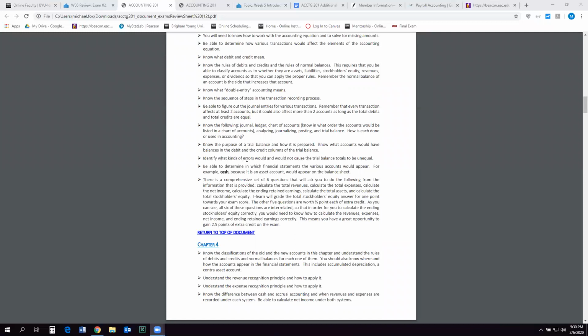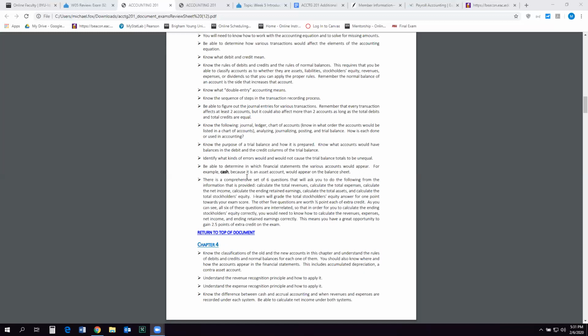Identify what kinds of errors would or would not cause the trial balance totals to be unequal. That's a little confusing. Just recognize that anytime we make an error where we still have a debit and a credit in the entry, then our trial balance will still balance, even if it's wrong. Whereas if we make an error where we put different amounts in the debit and credit sides, that's going to cause the balances to be off. Or if we put everything on the debit side or everything on the credit side, that will cause our balance to be off.